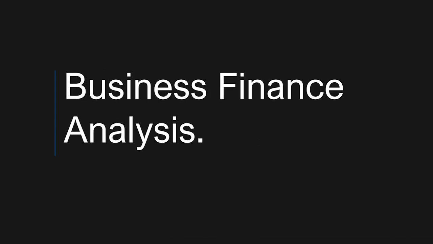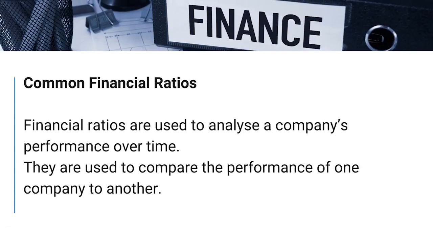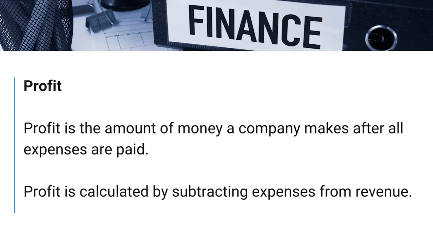Business finance analysis. Common financial ratios. Financial ratios are used to analyze a company's performance over time. They are used to compare the performance of one company to another. Profit. Profit is the amount of money a company makes after all expenses are paid. Profit is calculated by subtracting expenses from revenue.